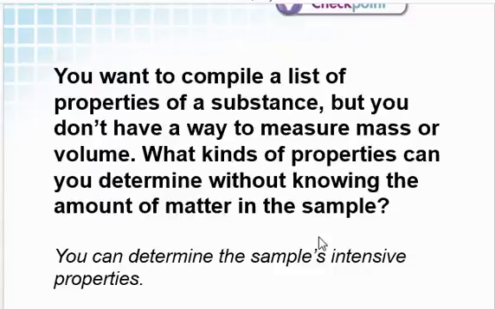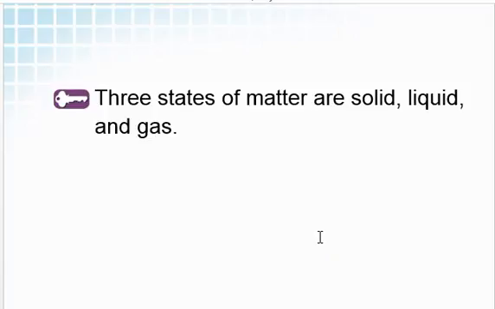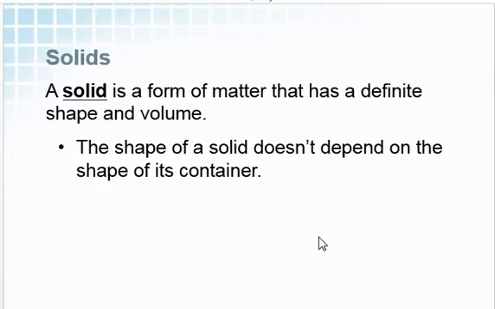I hope you thought that you could figure out an intensive property, because it doesn't matter how big the sample is, you can still measure its color, its hardness, and other things that are intensive. The three states of matter: solid, liquid, and gas. There is a fourth and fifth state, but we don't see them very often here on the planet: plasma and a Bose-Einstein condensate. A solid is a form of matter that has a definite shape and volume.